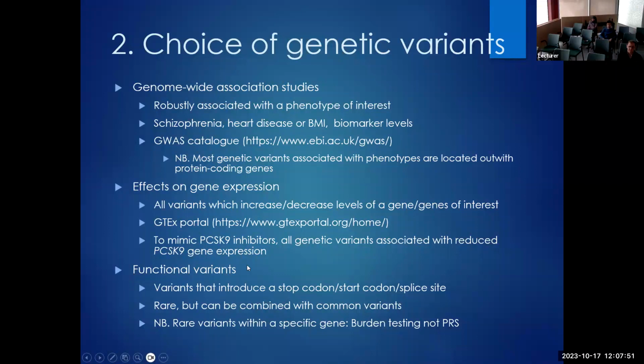We can also choose functional variants. These are variants that introduce a stop codon or change splicing. They are rare, but they can be combined with common variants. If you are looking just at rare variants or within a gene, burden testing should be used, not polygenic risk scoring. It's a slightly different method, but it's better suited for rare variants.